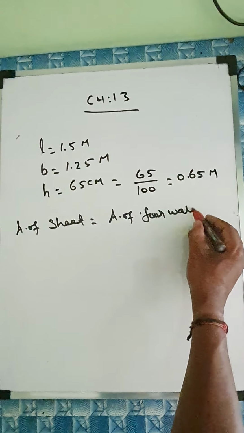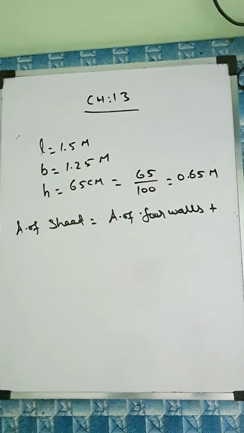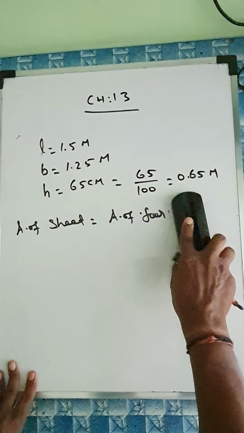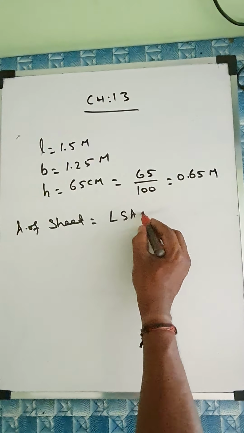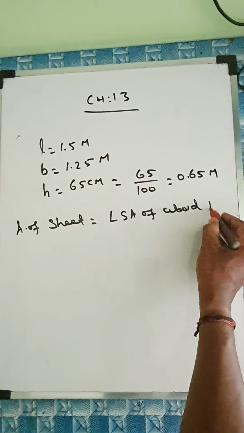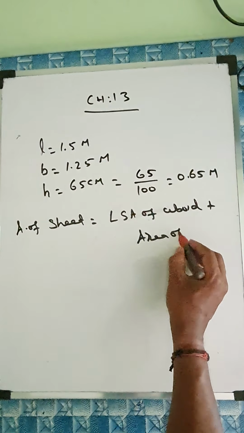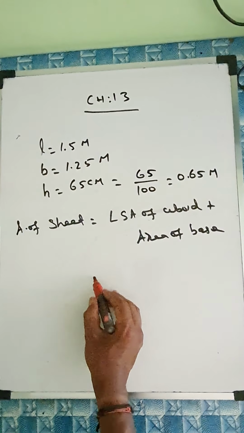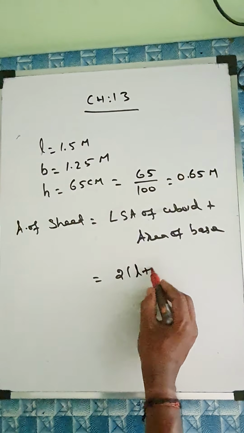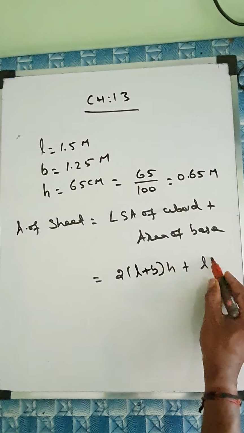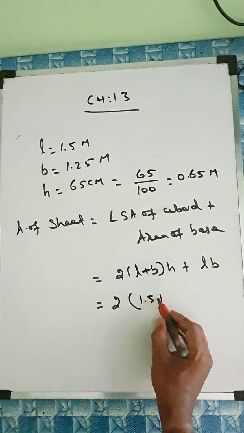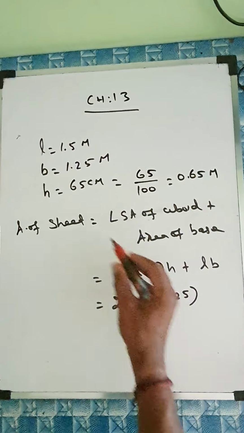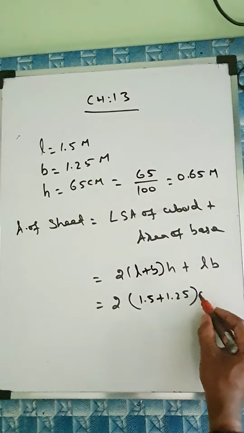Area of 4 walls, or we can just say area of 4 sides, so I'll write LSA of cuboid plus area of base. LSA of cuboid formula is 2 bracket L plus B into H. Area of base is L into B. So 2 bracket, length is 1.5, breadth is 1.25, and height is 0.65, plus L into B.